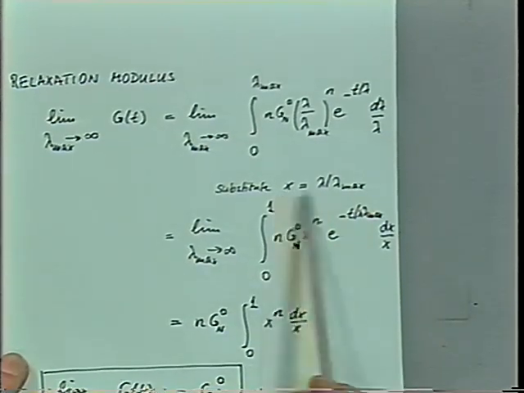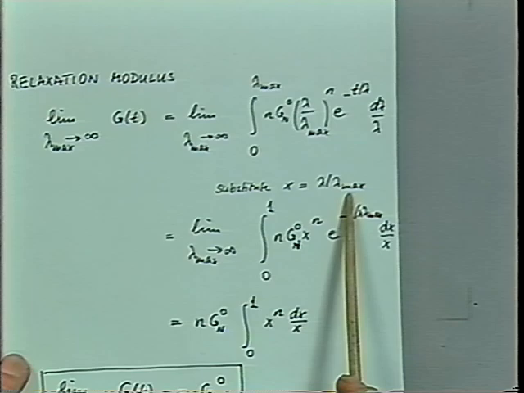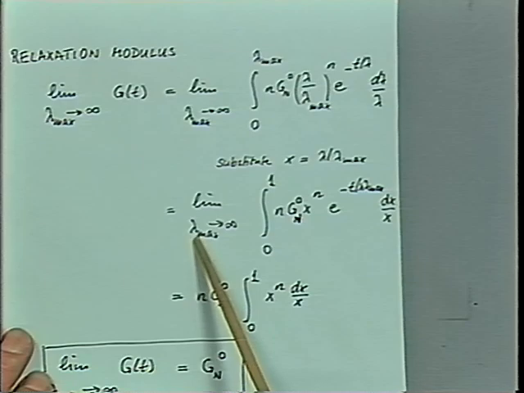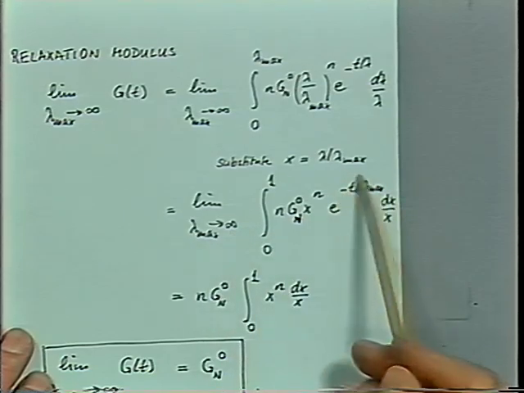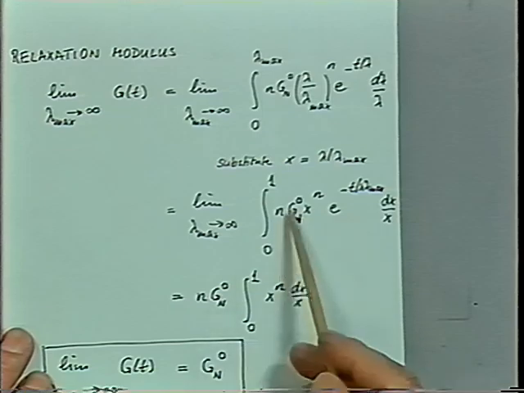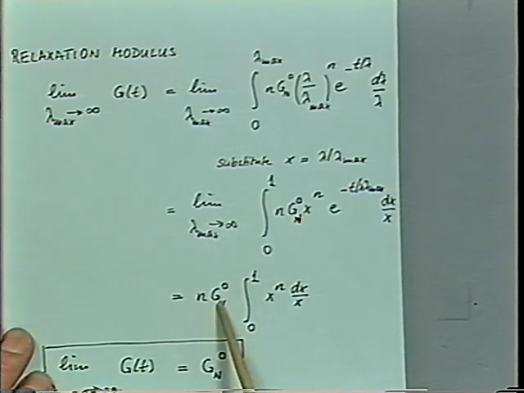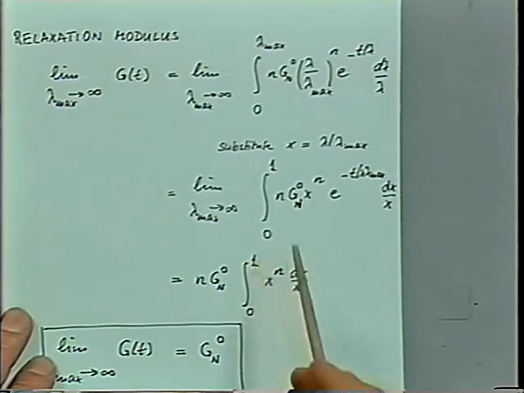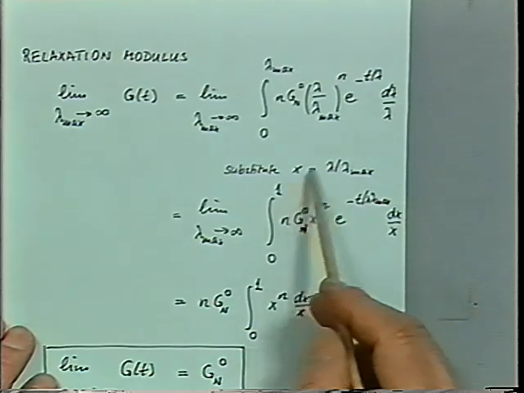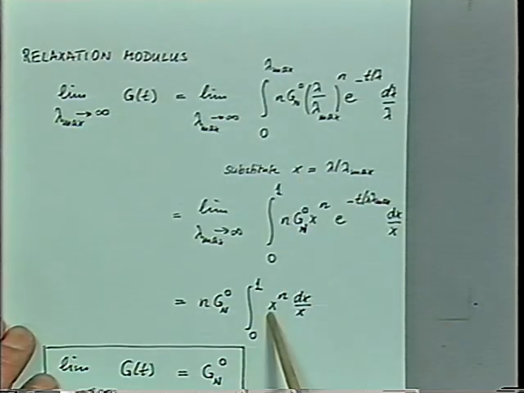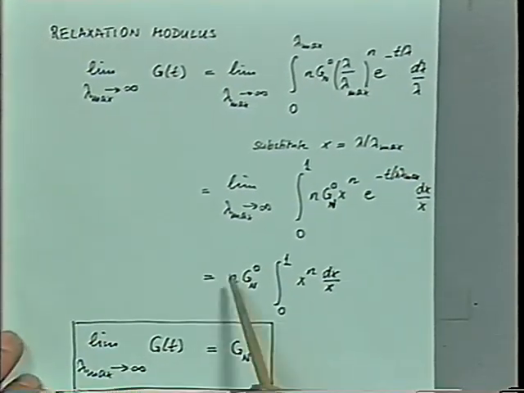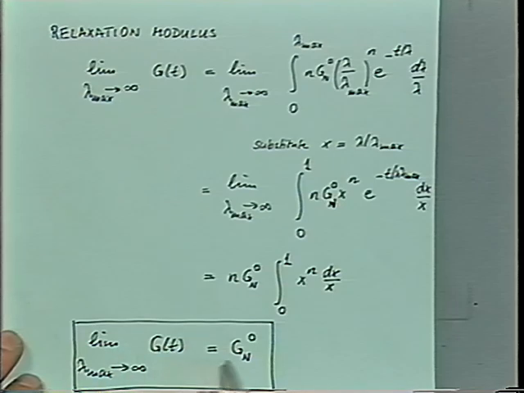We just substitute x again here for lambda over lambda max, and then the only term where lambda max occurs is down here, and if we take lambda max going to infinity, this exponent is 0, so this function reduces to 1, and the constant is put outside, n times the plateau modulus, and then e times the integral from 0 to 1. See, going from 0 to lambda max with this new substitute goes from 0 to 1 times x to the n dx over x, and when you integrate this, you will find that the n cancels and the modulus is equal to the plateau modulus. That's what we would be expecting.